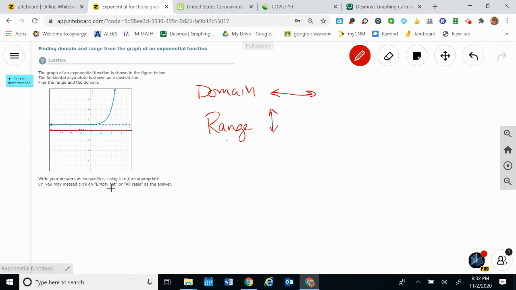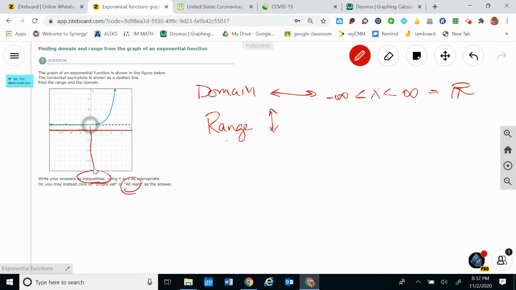So what does it want? Inequalities. So you're going to put x is between negative infinity and positive infinity. Or do they put all reals? Okay, sorry. They can put all reals. All reals.